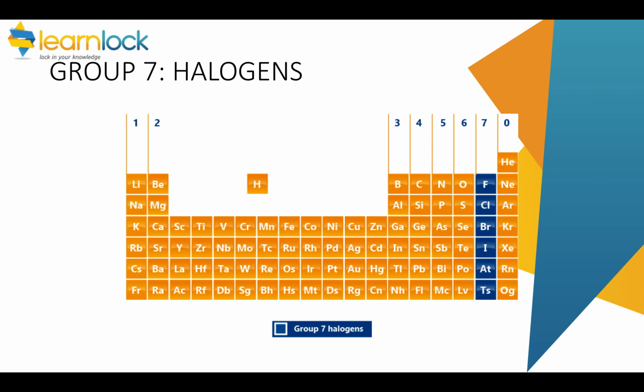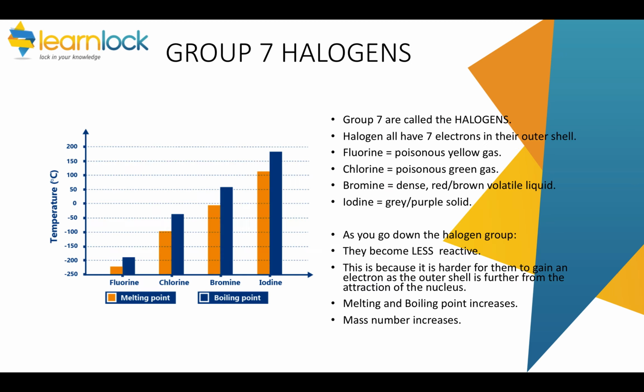Moving on to the halogens. Halogens are group 7. So you've got fluorine, chlorine, bromine, iodine. All halogens have 7 electrons in their outer shell. Fluorine is a poisonous yellow gas. Chlorine is a poisonous green gas. Bromine is a dense red-brown dangerous liquid. And iodine is a grey-purple solid at room temperature.